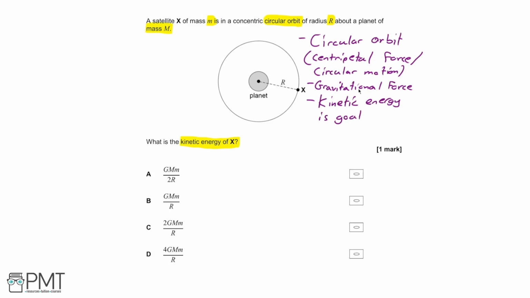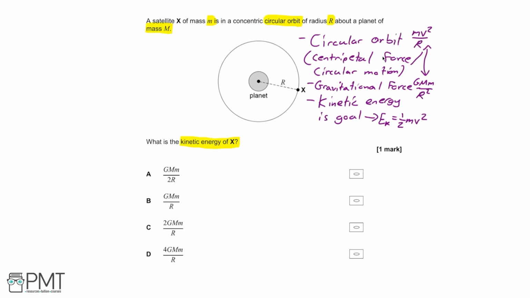So what each of these imply is that we can use various equations. For example, the kinetic energy is given by Ek equals 1/2 times m, the mass of the satellite, times the velocity of the satellite all squared. The gravitational force is given by GMm over r all squared. And for a circular orbit, there are a number of different equations we can use, but since we know that we're dealing with gravitational force, it makes sense to consider that we have to be using centripetal force as well, so that we're doing mv squared divided by r.